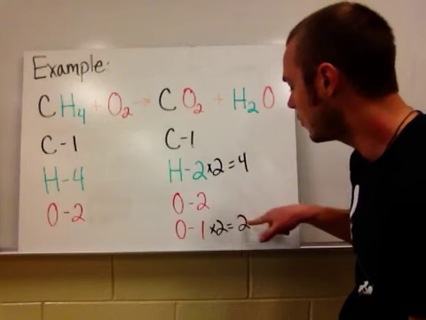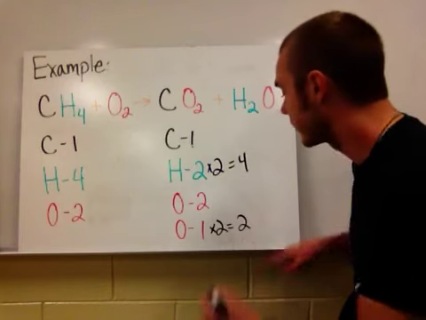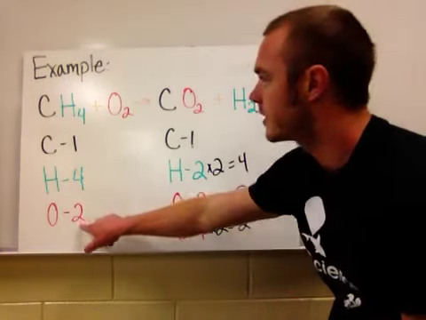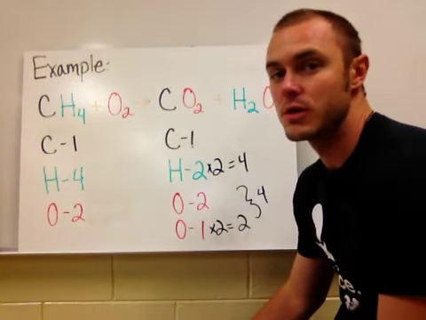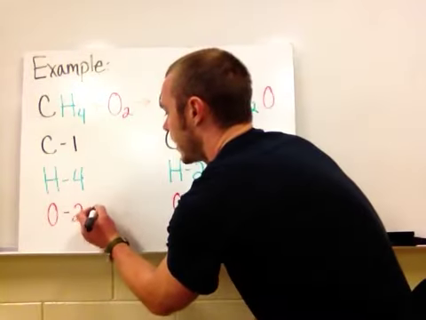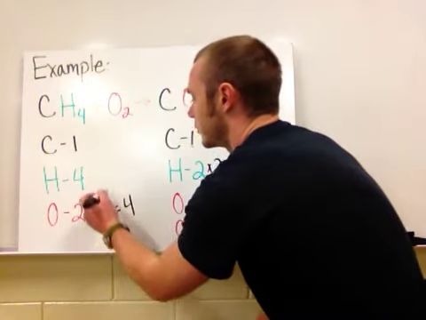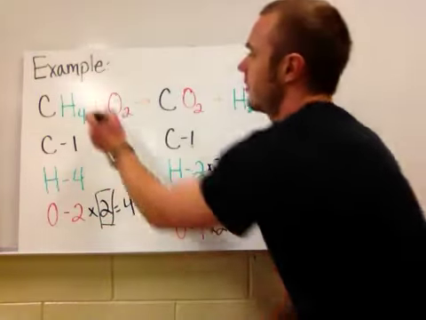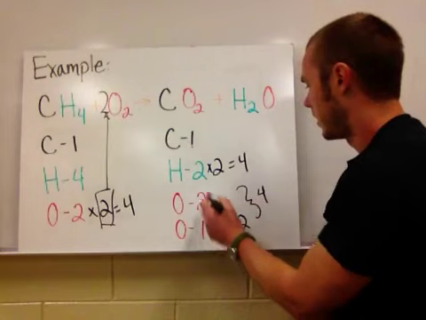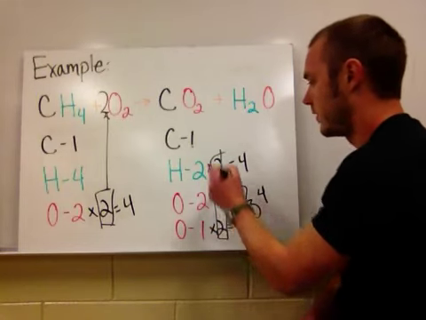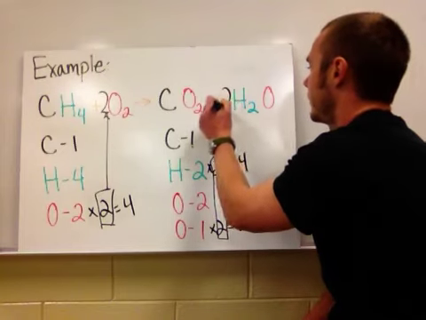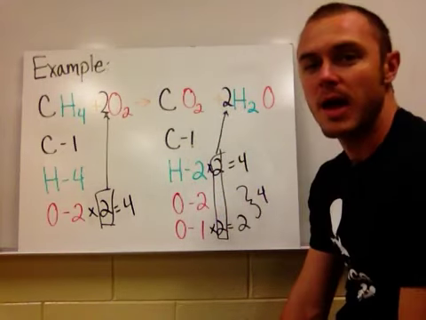Now I have 2 plus 2 more oxygens for a total of 4. And on this side, I have 2 oxygens. So I think to myself, 2 times what equals 4? 2 times 2 equals 4. Here's my coefficient, it goes there. This is my coefficient on the other side, it's going to go right there. And now I have a balanced equation.